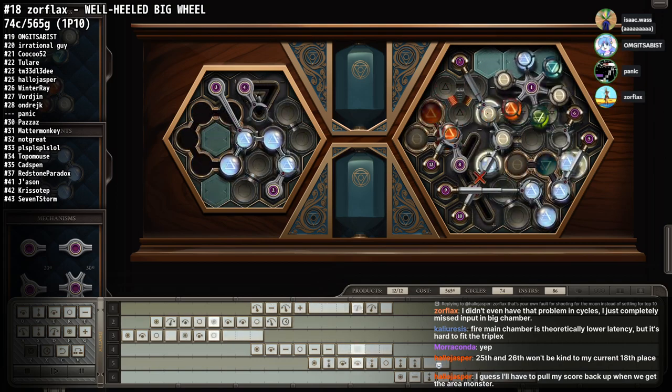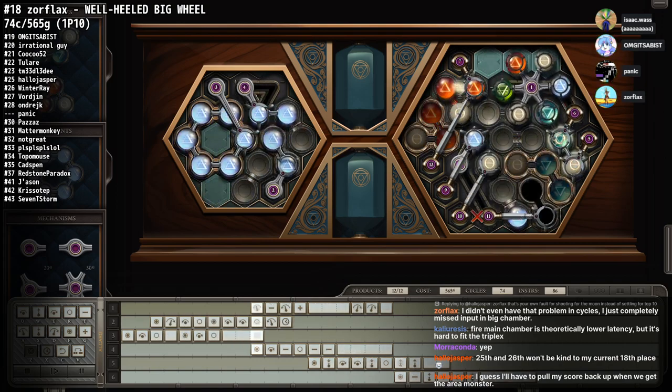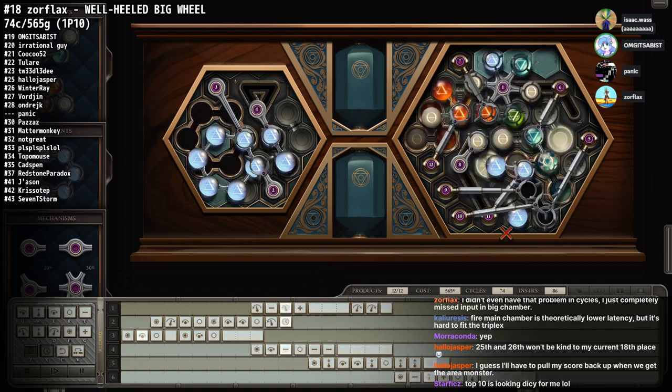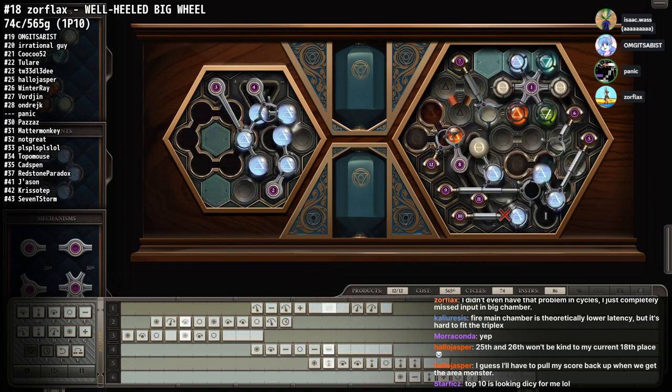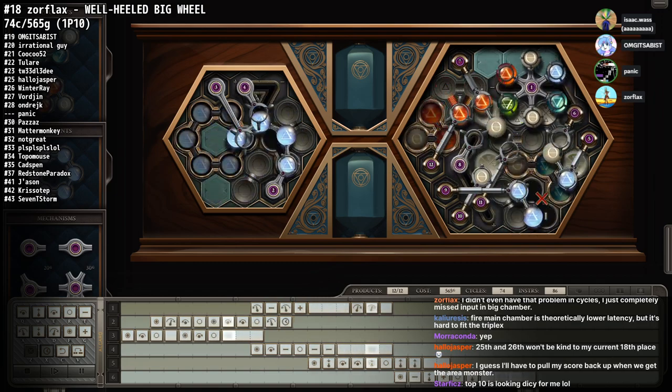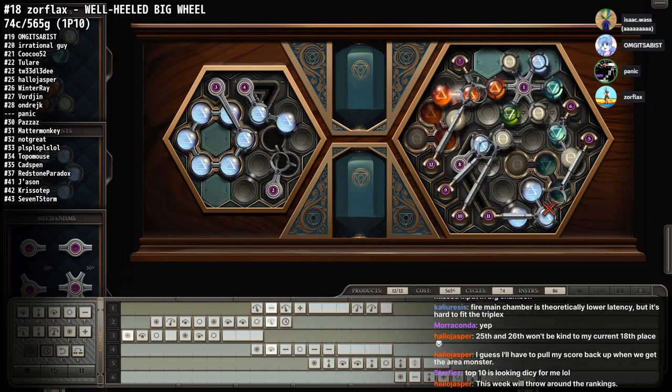Yeah, fair. I do like this P10, though, that's really close to the limit of left chamber input. I like this arm 10 too. It's like swinging across just as the atom's coming out of the conduit.